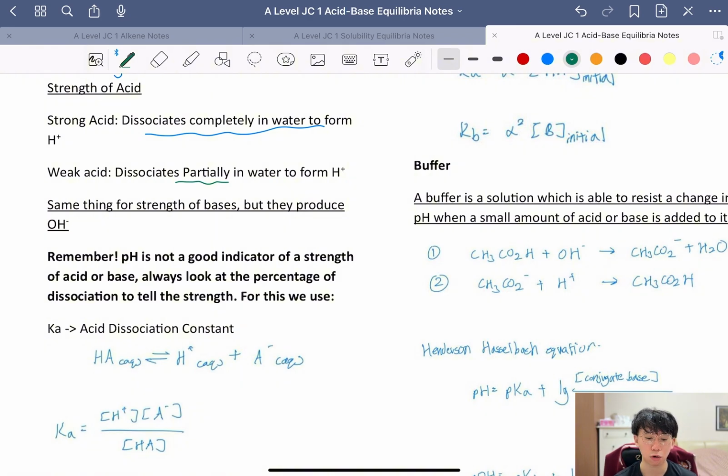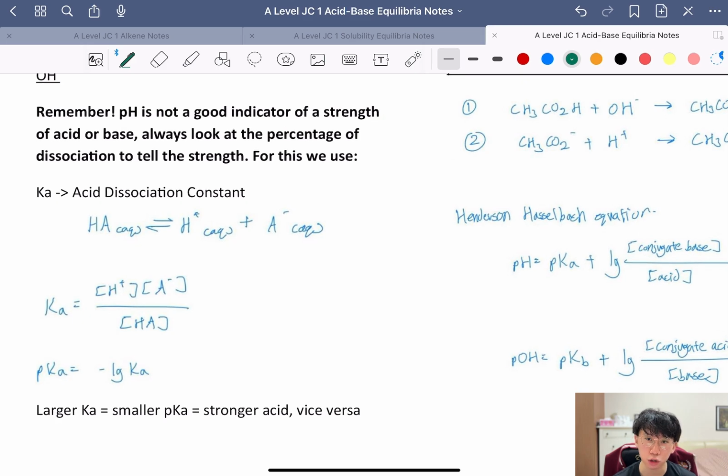Now remember, pH is never a good indicator for the strength of an acid or base, because you can have a very high concentration of a weak acid and still have quite a high concentration of H+, even though it dissociates partially. And that's just not a fair comparison. To look at the strength of an acid or a base, you have to look at the percentage of dissociation, or the degree of dissociation, to tell the strength.